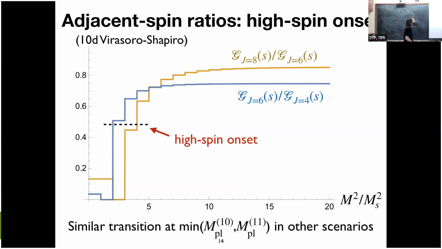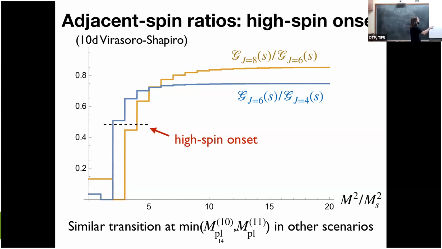And look at it as a function of S. What you find is that it's always monotonic. I'll have a deep explanation why. It grows, and eventually it saturates because the curve is flat. So we take these adjacent spin ratios: spin 6 over spin 4, spin 8 over spin 6. Eventually they saturate to another number.